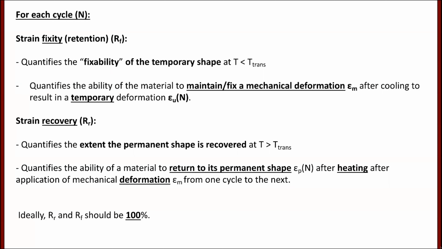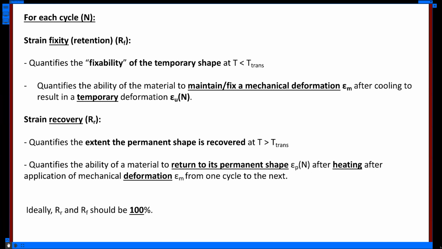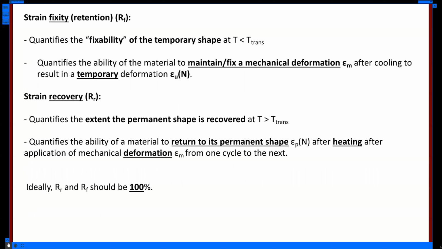Now, ideally, if a material exhibits excellent strain fixity and excellent strain recovery, the RF and the RR should be 100%, which basically is saying that you're getting 100% recovery and it's recovered to its permanent shape. It's recovered to the permanent shape every time, and you're getting really good fixability 100% of the time. Whether that is true of most polymers, I'm sure it's not, but that's kind of the ideal status that you want to get in there.